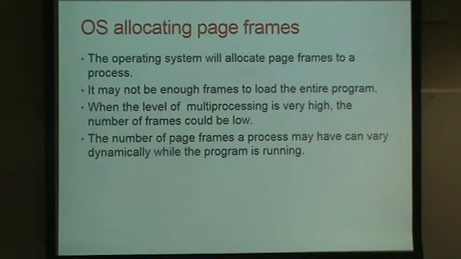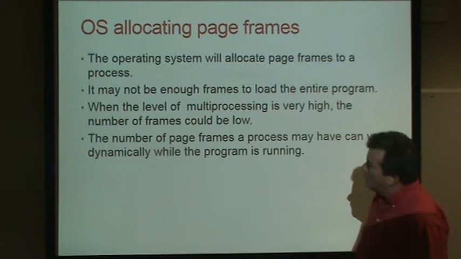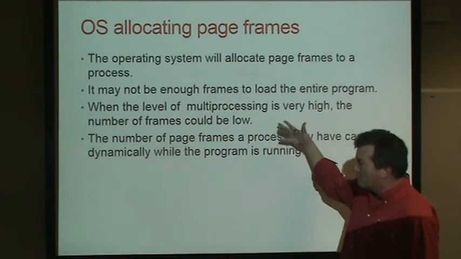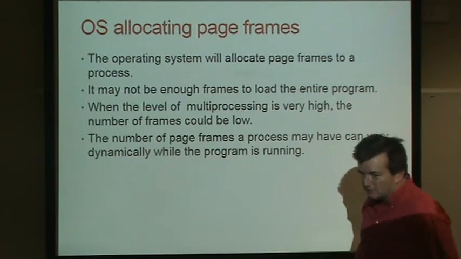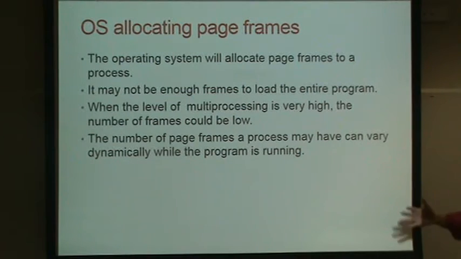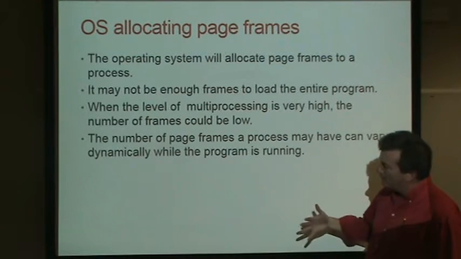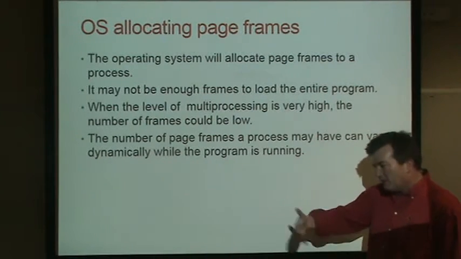Okay, just a couple of side things. The operating system will allocate a certain number of page frames to each process. That might not be enough page frames to put the entire program in, but that's okay. We only need to have the pages that the instructions are currently being executed from. When the multi-level processing, the number of programs running at once, gets to be very high, the operating system is going to have fewer page frames for us to use. It's going to give out less to all of them. And this will dynamically change over time. If the operating system doesn't have many programs going, it could say, okay, here's some more frames for you.